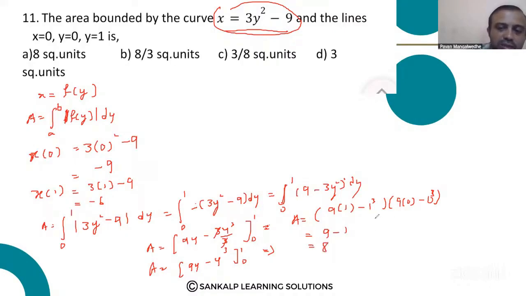And this side it is again 0. Okay, 9 minus 1 is 8. So the final answer is option A, which is the correct answer. Go to the next question.